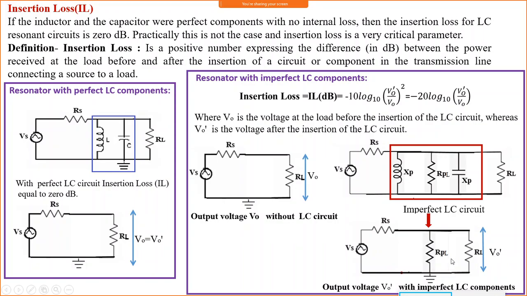Because RPL is now in parallel with the RL, that net resistance changes, the output resistance changes, so automatically the voltage also changes here, V naught dash. It depends upon the value of RL. So the ratio is now different if an imperfect component is there. So that is insertion loss. You have to calculate like this.